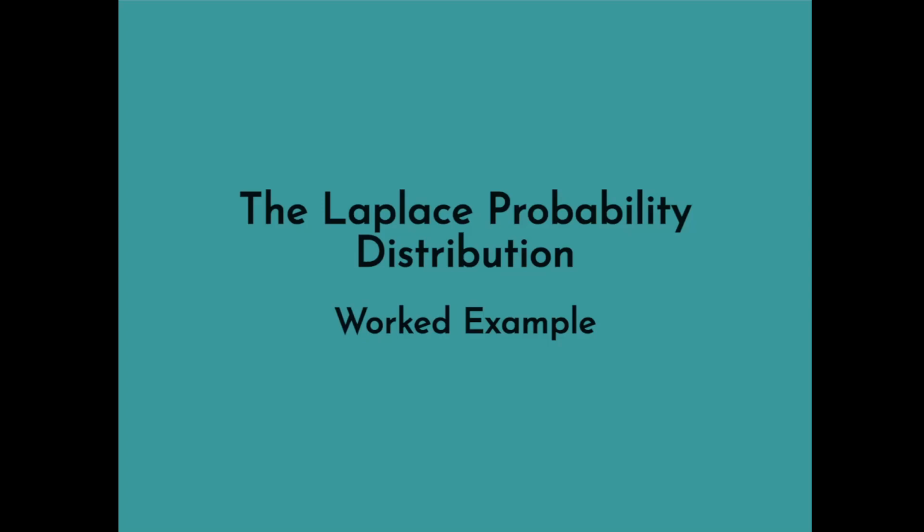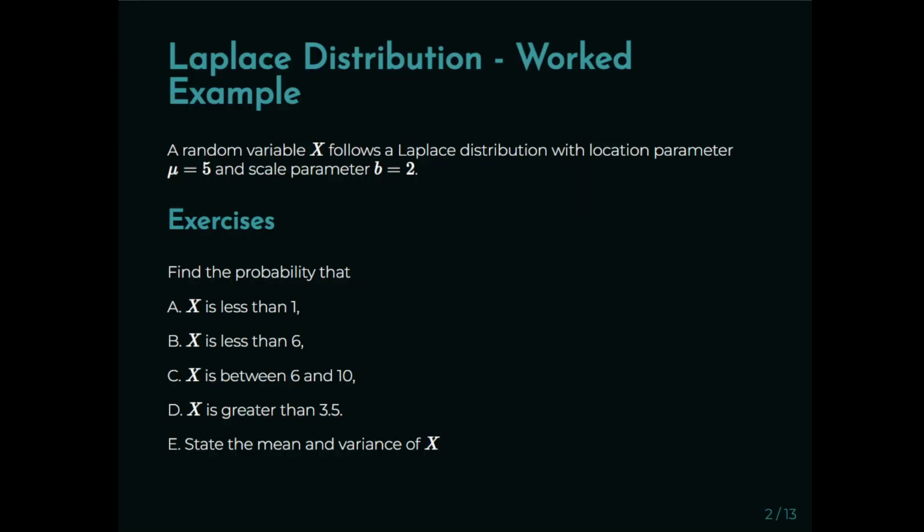Okay, in this presentation we are going to look at a specialized probability distribution known as the Laplace distribution. I'll just read out the question here. A random variable x follows a Laplace distribution with location parameter mu equal to 5 and a scale parameter b equal to 2. Answer the following questions. Find the probability that a, x is less than 1, b, x is less than 6.